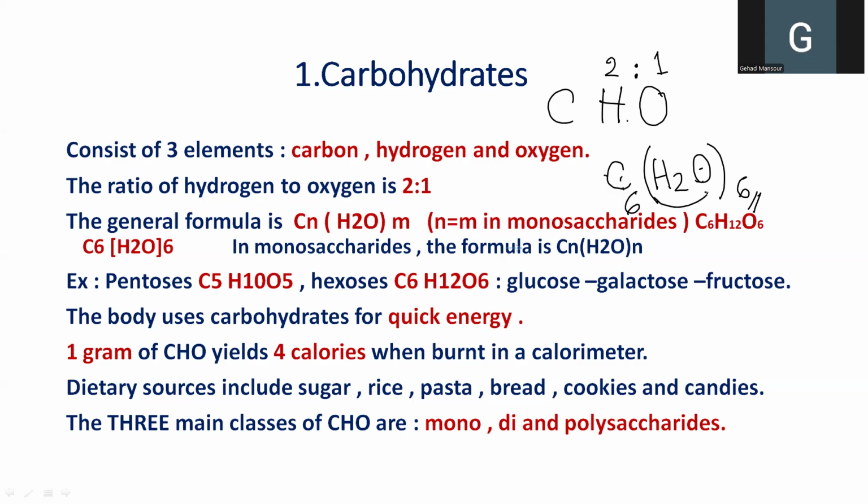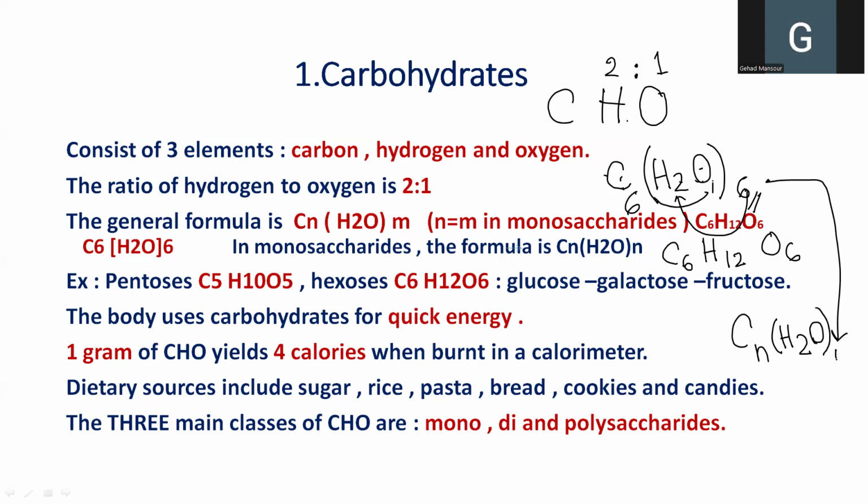C6(H2O)6, which means if you open the brackets, you would have C6, 2 by 6 equals 12, so C6H12, and then 1 by 6 makes 6. And so we have C6H12O6. So generally speaking, we can say that the general formula of a monosaccharide is Cn(H2O)n, where n is a variable.